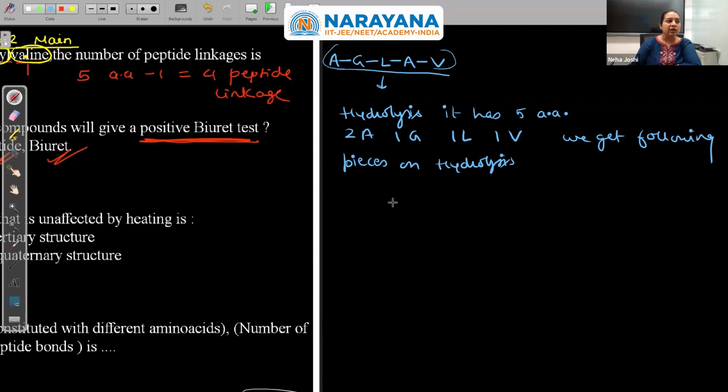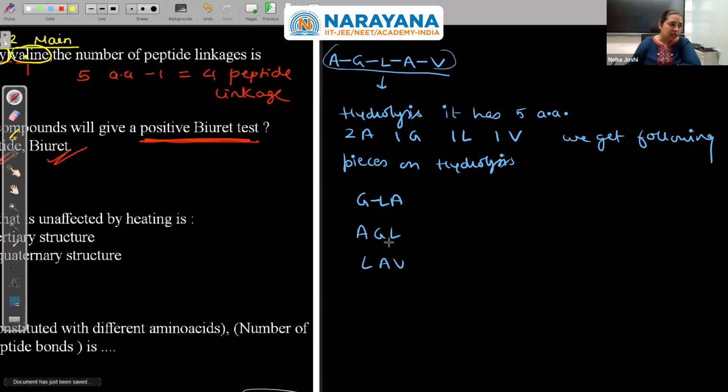So random, say anything. Say one piece was GLA, one piece was AGL, one piece was LAV. Now if they repeat again, it would have been just the same. But say these types of pieces are reported, and now they ask you what the structure is. So how will you arrange? You have to do it like a puzzle.